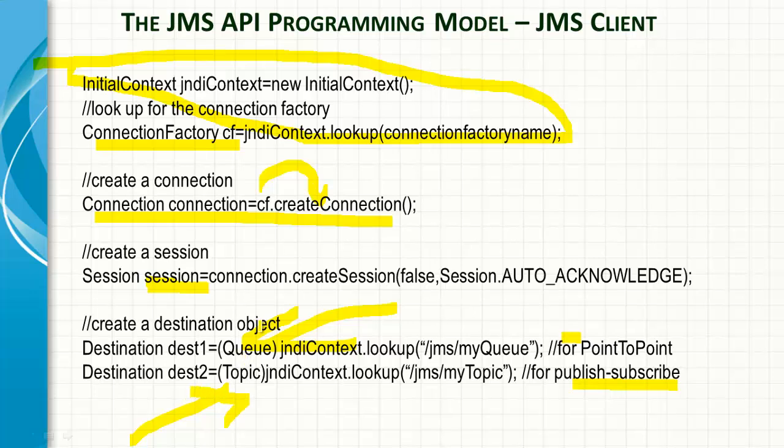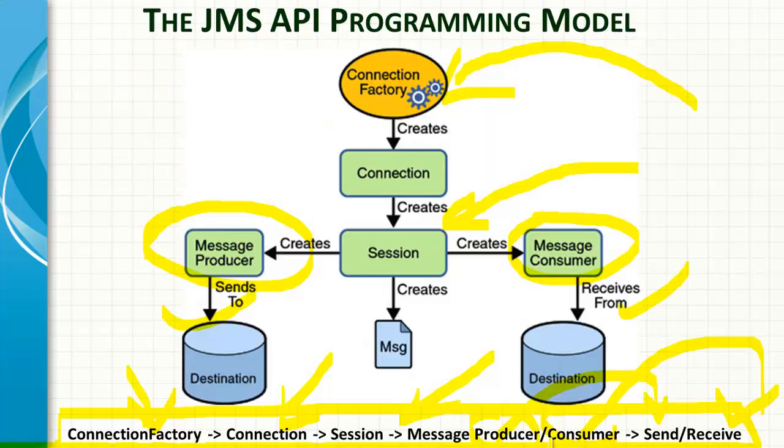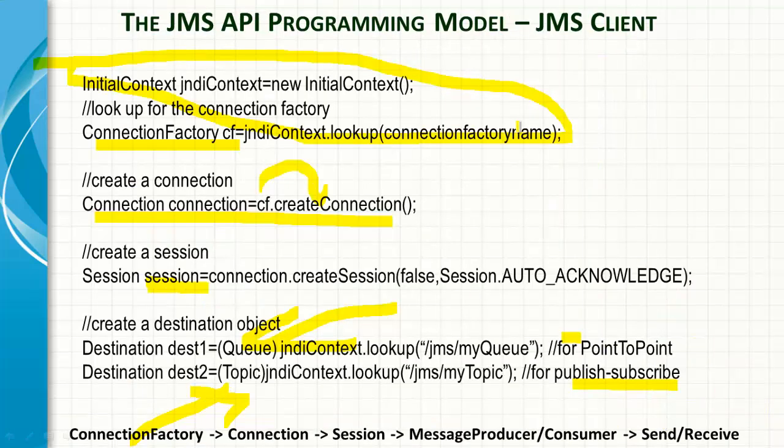And within this, within topics you can have the producer and consumer, and within a queue as well you can have producer and consumer. The responsibility of that queue or topic will be either to send or to receive. So that's JMS client. That's how a JMS client looks like.